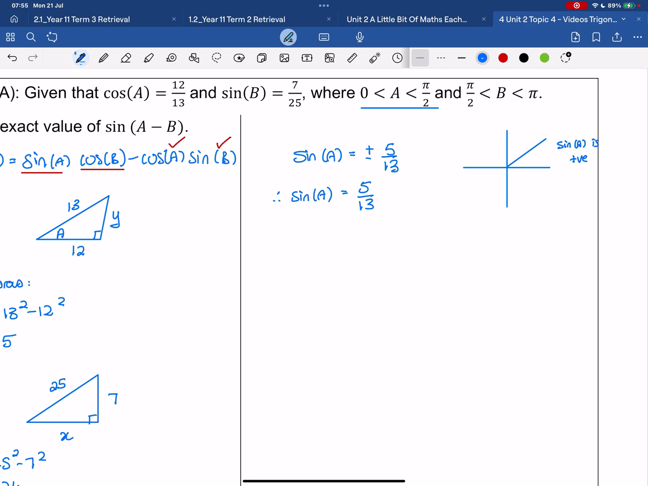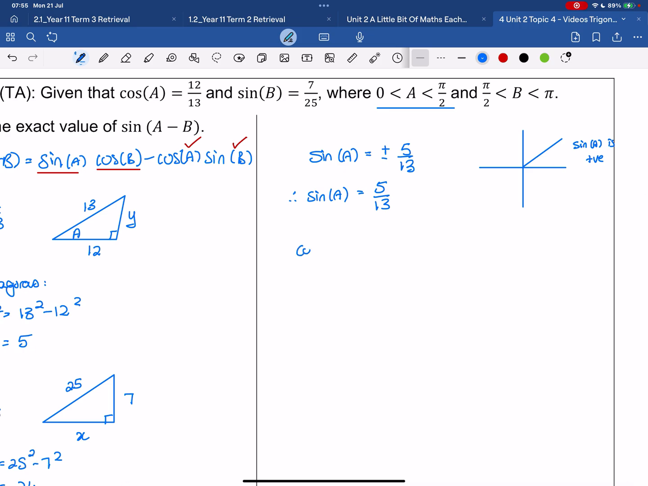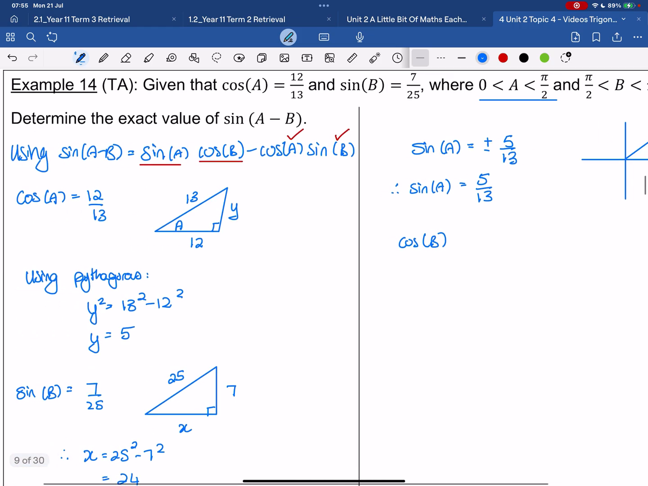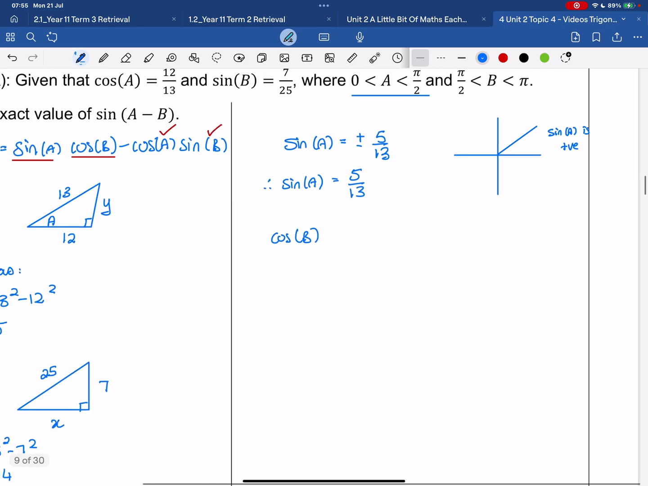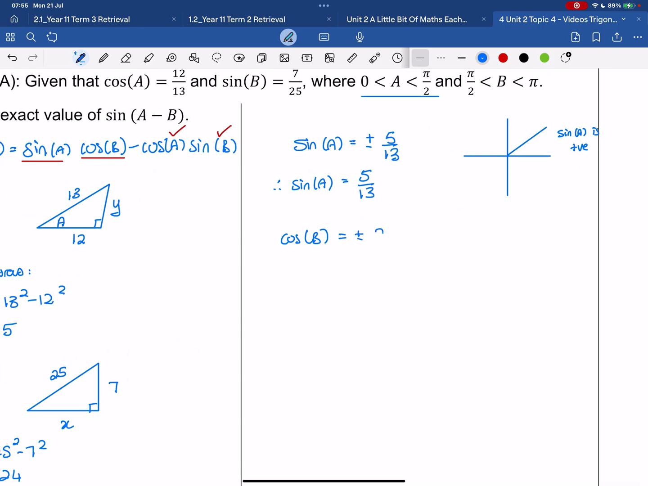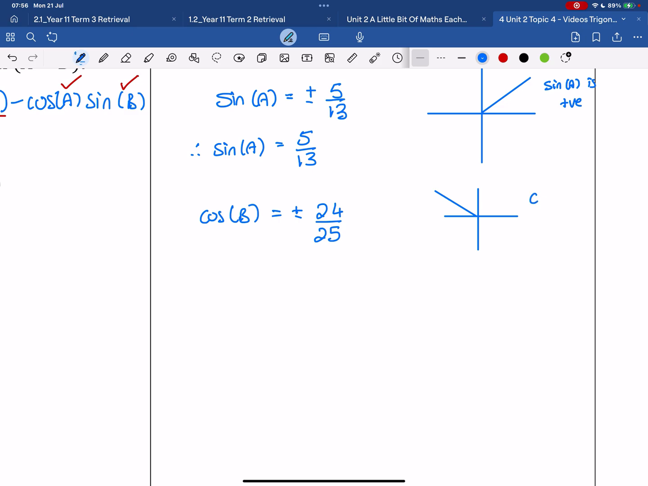Let's look at B. We're looking for cos of B. And cos of B is going to be 24 over 25. And again, I don't know if it's positive or negative. I need to look at my domain that I've been given. And in this case, B is between pi on 2 and pi. So that's in quadrant 2. And in quadrant 2, cos is negative. So cos of B is negative. All right, so therefore, my cos of B is going to be negative 24 over 25.